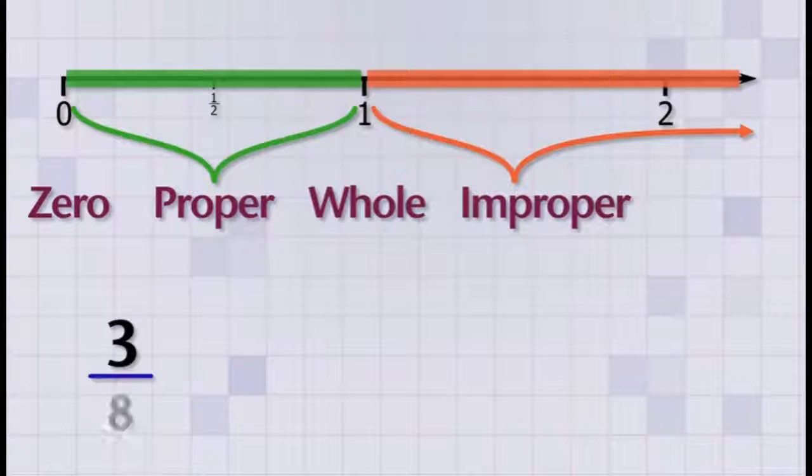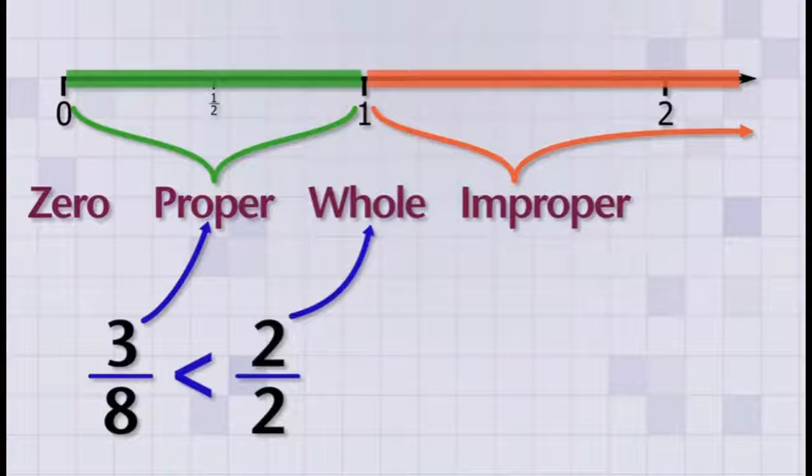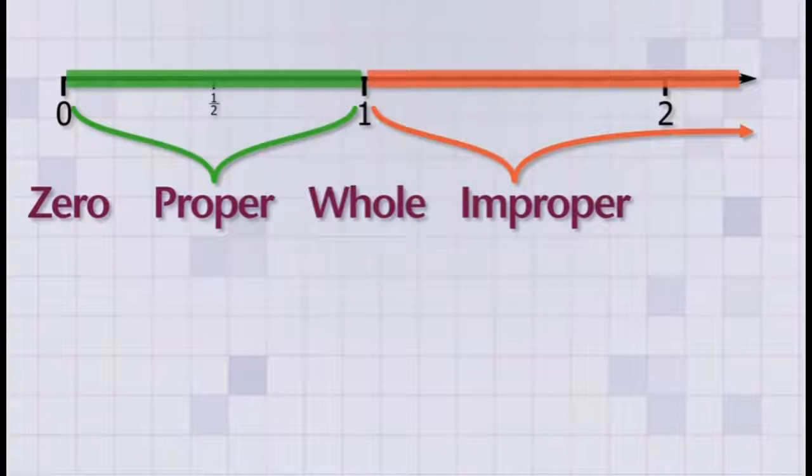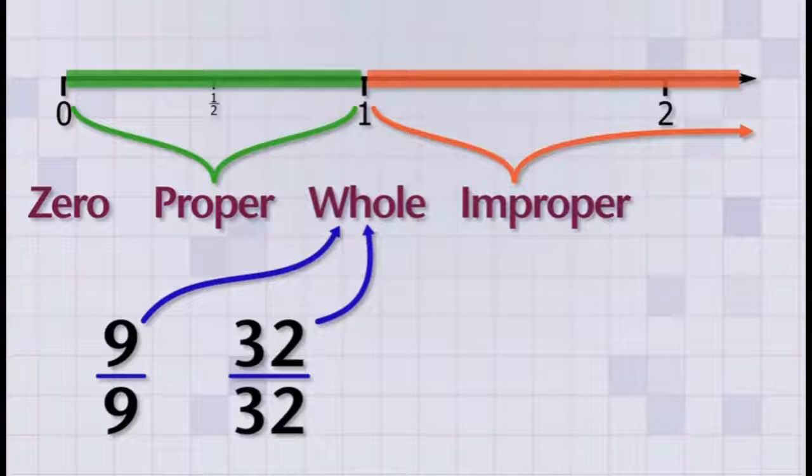Now let's do 3 over 8 and 2 over 2. 3 over 8 is a proper fraction, and 2 over 2 is a whole fraction. So that means that 3 over 8 is less than 2 over 2. Now what about 9 over 9 and 32 over 32? Now that's easy. Since they're both whole fractions, and whole fractions are always equal to 1, these fractions are equal.